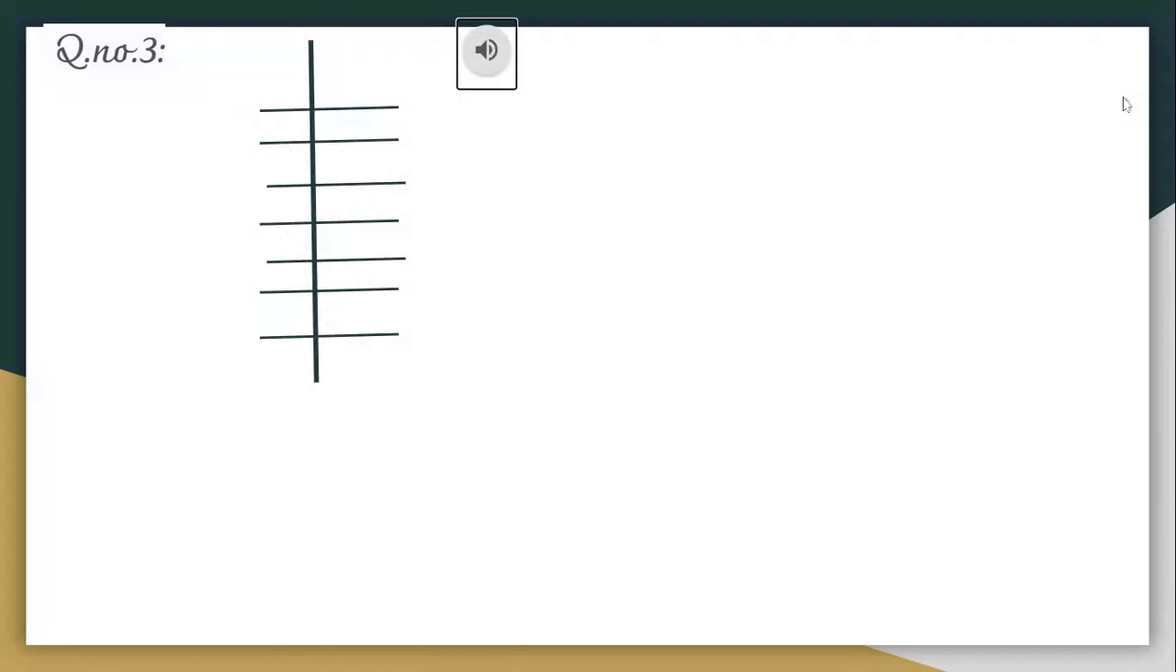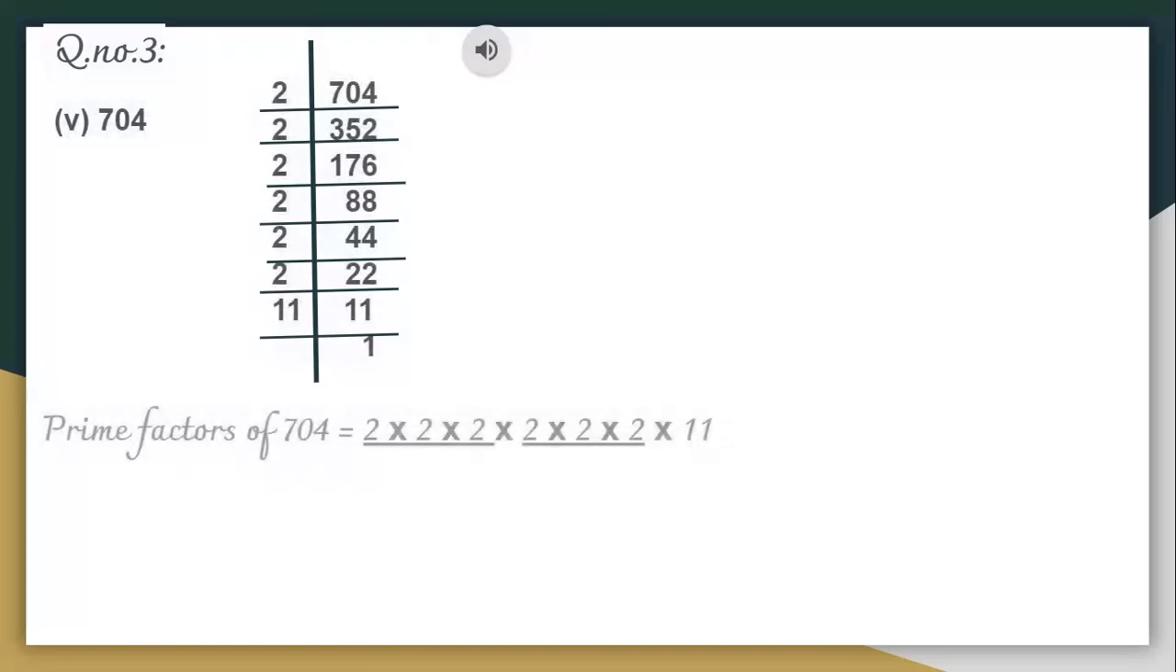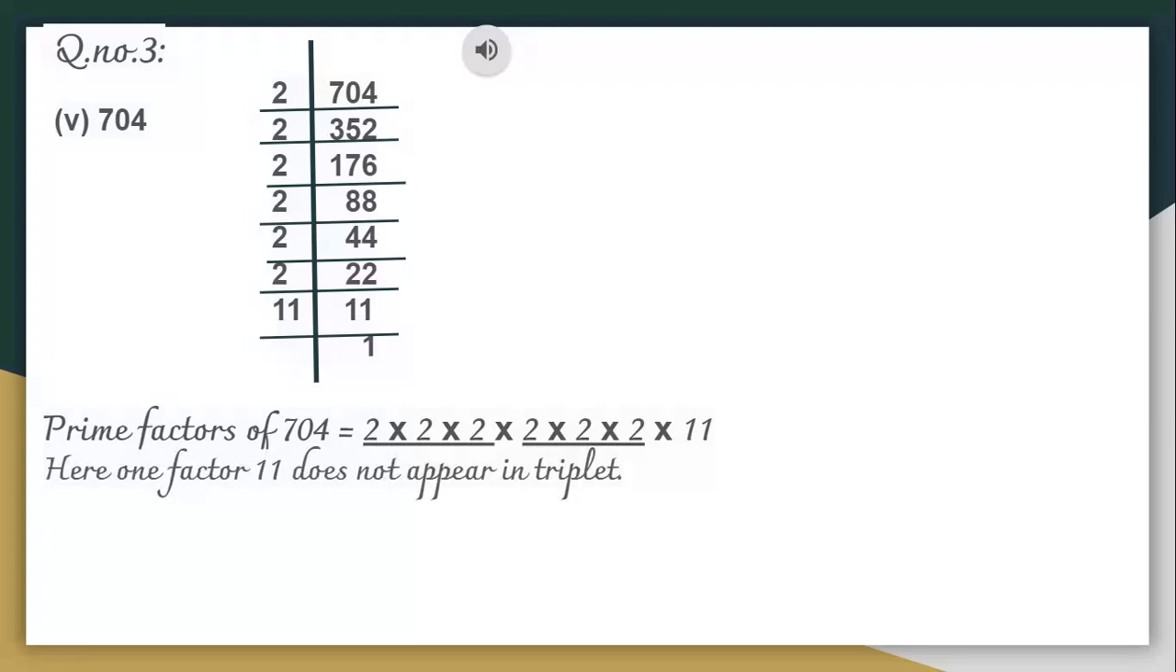Now the last question of question number 3, that is 704. So first take the prime factors of 704. You will get 2 into 2 into 2 into 2 into 2 into 2 into 11. Here also 2 six times means the group of 3, two times, isn't it? But 11 only one time is there. So that 11 we have to remove. So we can divide 704 by 11. Then we will get a perfect cube, isn't it?